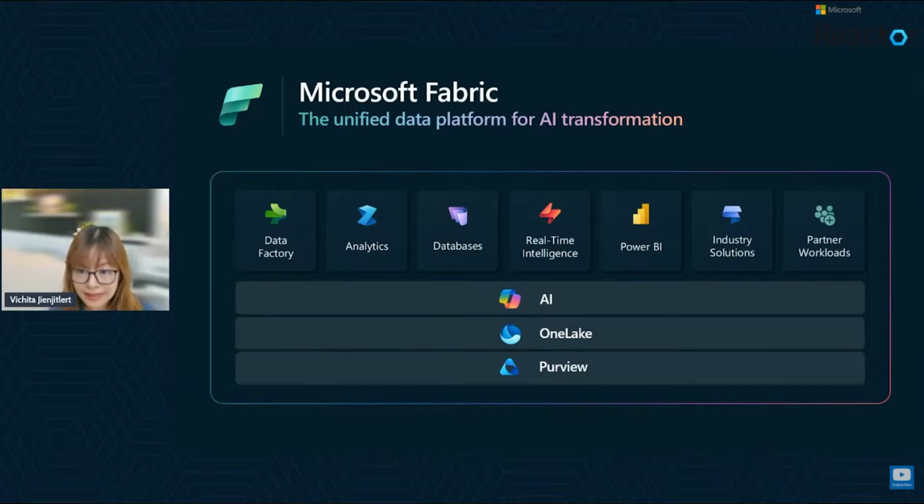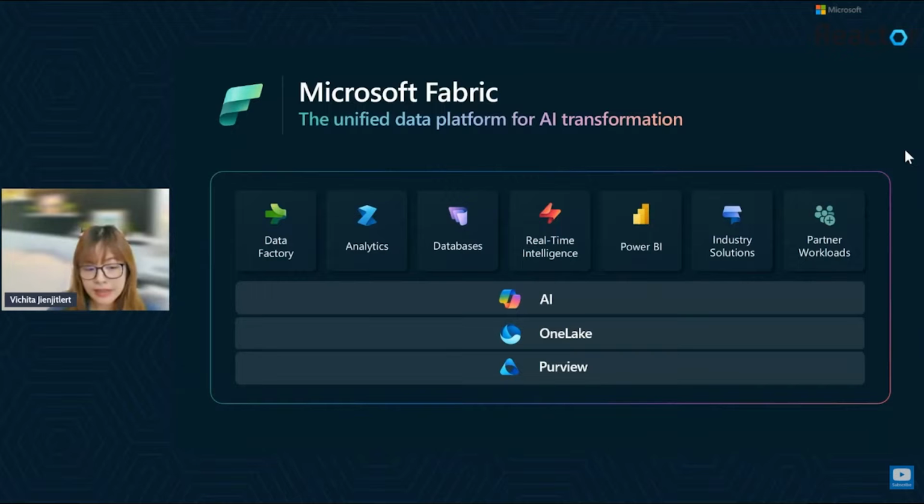Next slide, please. So, what is Microsoft Fabric? As most of you might know, Microsoft Fabric is the unified data platform for AI transformation. This brings together a unified data foundation that deeply integrates data integration, data engineering, data warehousing, data science, real-time intelligence, and also Power BI.